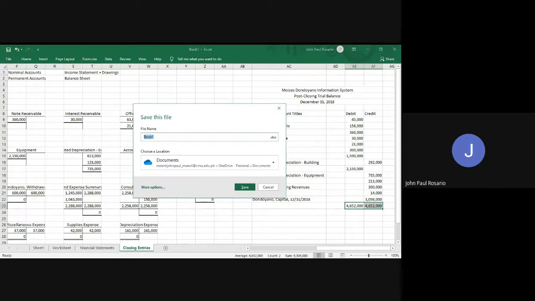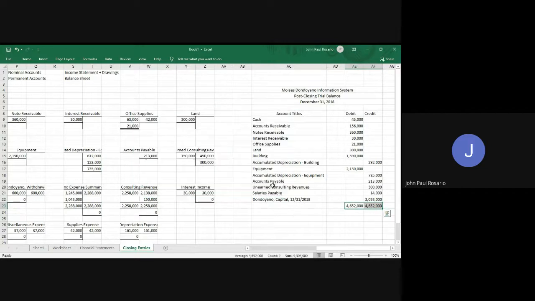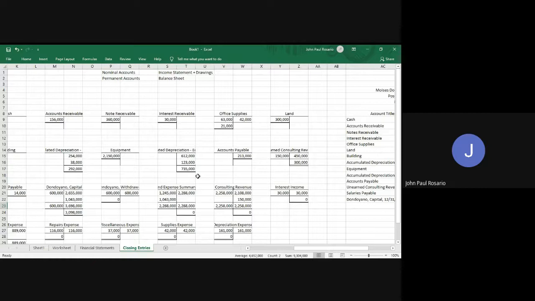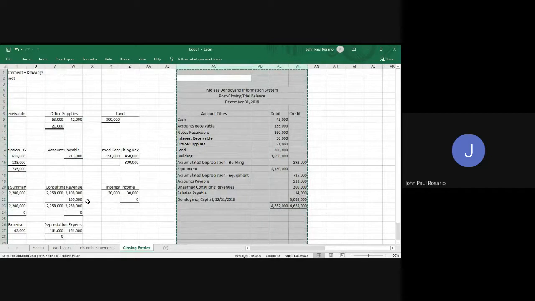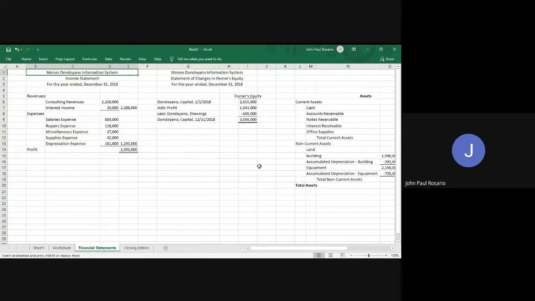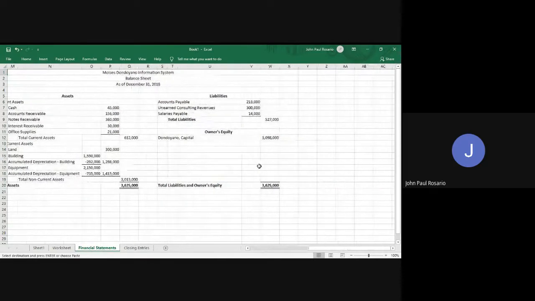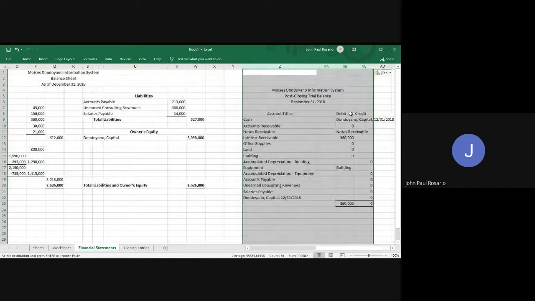Okay. So guys, I will show you that you don't need to prepare this one to know, or to prepare, the post-closing trial balance. For your financial statements, you go here, and we paste here the post-closing trial balance.